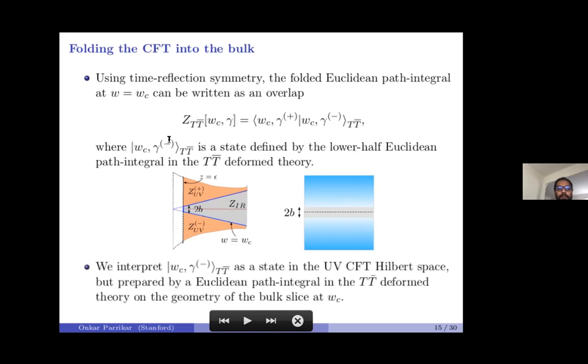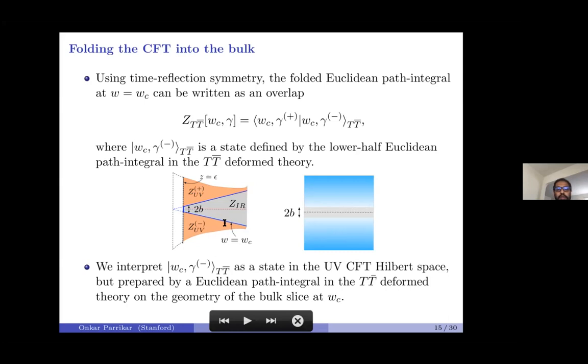Great, so this particular state that is being defined here using the Euclidean path integral of the T-Tbar deformed field theory, we should interpret that state as a state living in the UV Hilbert space, okay? The reason for this is that if you look at what this path integral is doing, it's preparing a state at the asymptotic boundary. The state here, in the left picture, lives at the asymptotic boundary at tau equals zero. So it's a state that lives in the UV Hilbert space, the CFT Hilbert space, but it is prepared by a Euclidean path integral of the T-Tbar deformed field theory on the geometry of this folded slice.